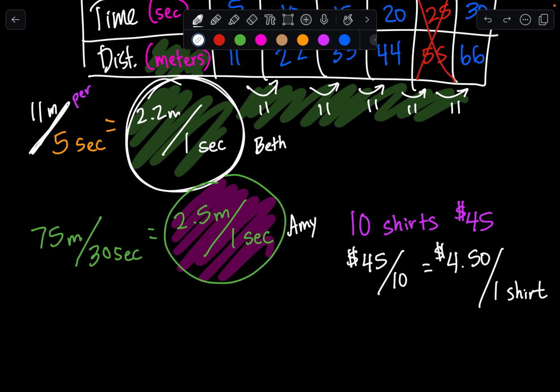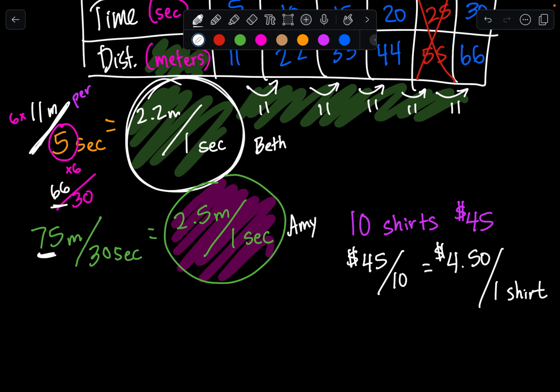The other way you could do it, just fun fact, is you could get this to see how much it would be in 30 seconds. This is like those proportions that we were talking about, or equal ratios. If you multiply this by 6 and this by 6, your denominator becomes 30 also, and your numerator becomes 66. So 75 is bigger than 66.